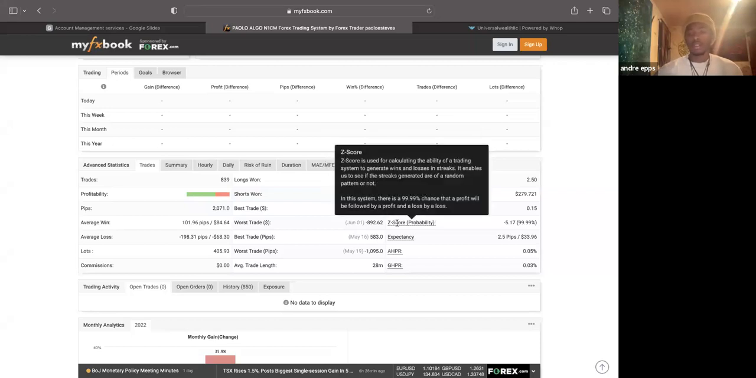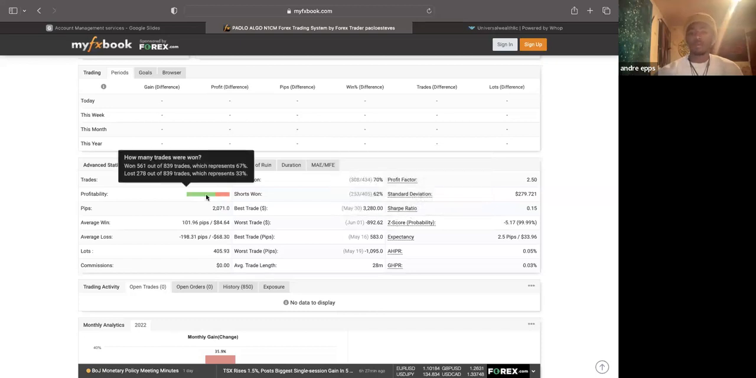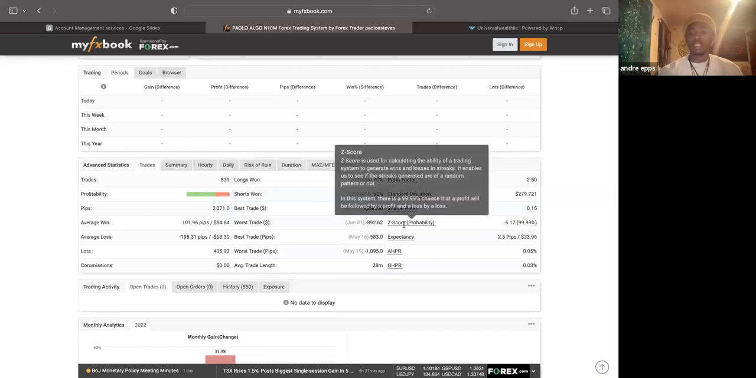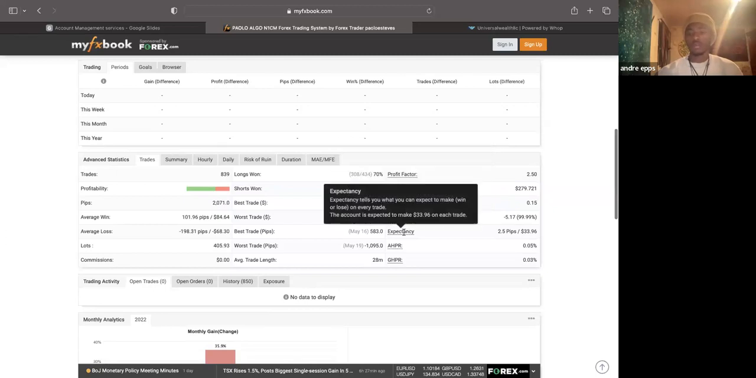Z-score probability is calculating the ability of a trading system to generate wins and losses and streaks. It enables us to see if streaks are generated or of random pattern or not. So pretty much this is just seeing if a bot goes on a win streak or a losing streak, is this a random pattern or is this what it consistently does? So in this system, there's a 99.99% chance that a profit will be followed by a profit and a loss will be followed by a loss. What this really means to us is understanding that we have a 67% win rate, is that we are going to be consecutively winning trades, which is very, very beautiful on our end.